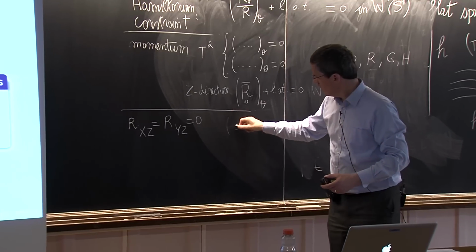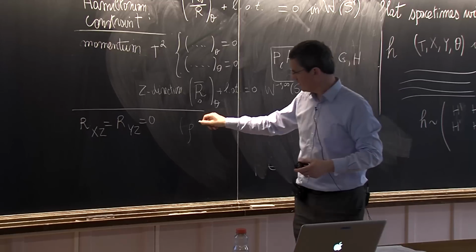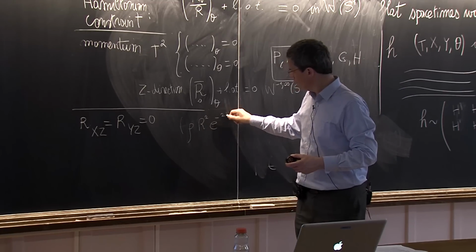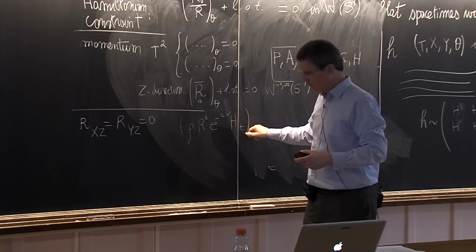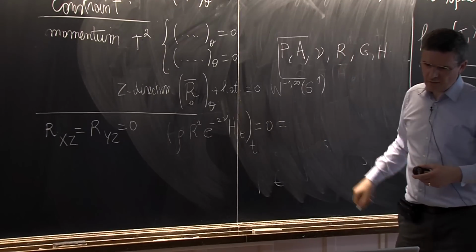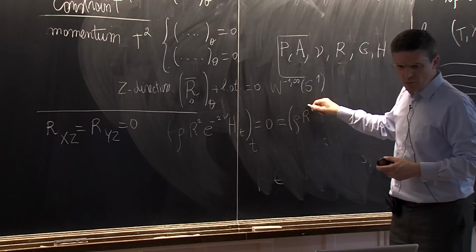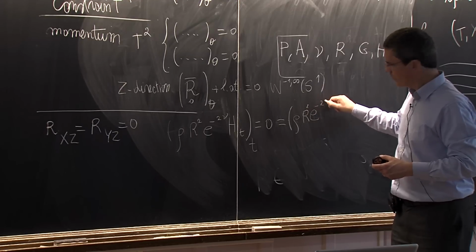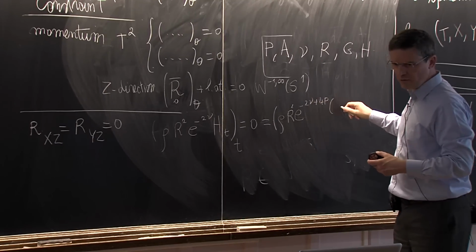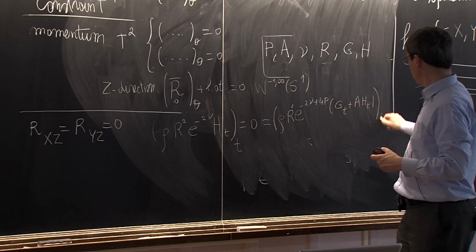So you have rho. You remember that this rho was a conformal factor in a metric, the area of the orbits of symmetry, and e to the minus 2 nu and H sub t. So this is independent of time. And you have one more quantity which is also independent of time: rho r squared e to the minus 2 nu plus 4p and g t plus a h t t.